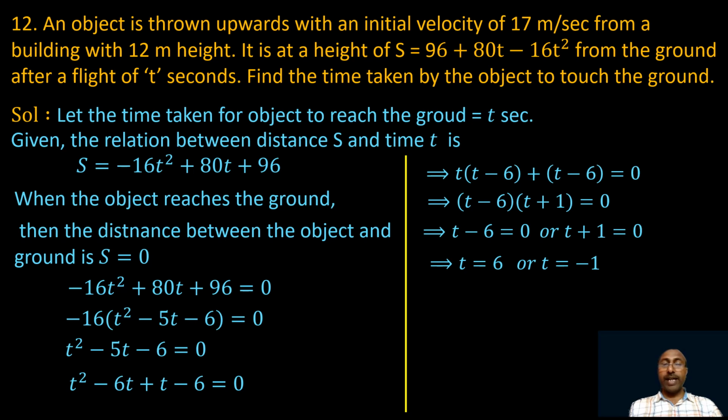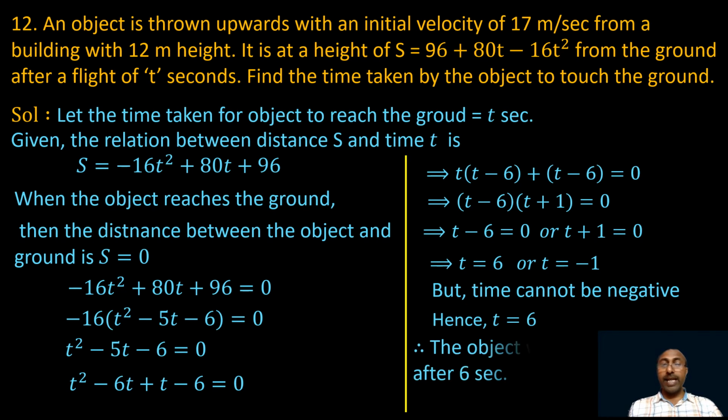What is the t here? T is the time taken for the object to reach the ground, but the time cannot be negative. So the time taken for the object to reach the ground is 6 seconds. Okay students, so now take the 13th one.